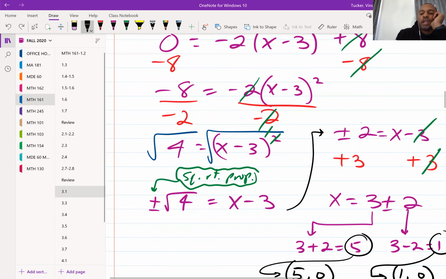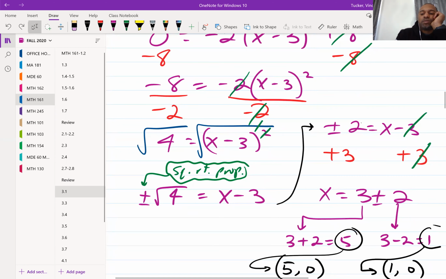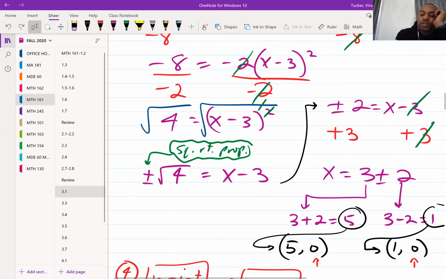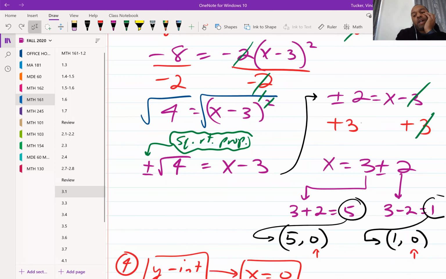Now because we can add and subtract 2 from 3, we can go ahead and do that. 3 plus 2 is 5. 3 minus 2 is 1. So don't forget they were x-intercepts. So the ordered pairs are (5, 0) and (1, 0). So you have 2 points that were created.